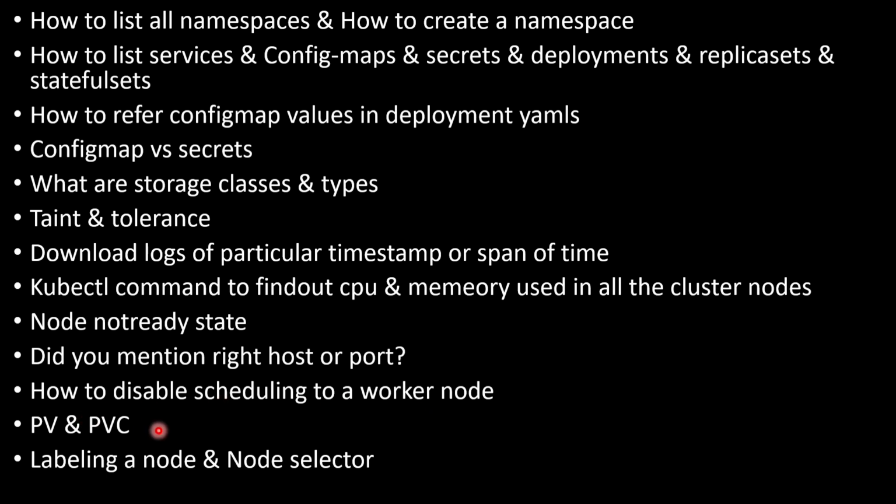PV and PVC. A persistent volume is nothing but a piece of volume from your machine or any storage device you attach, like EFS or S3. So this is a piece of volume, and you can claim from that piece of volume using PVCs.